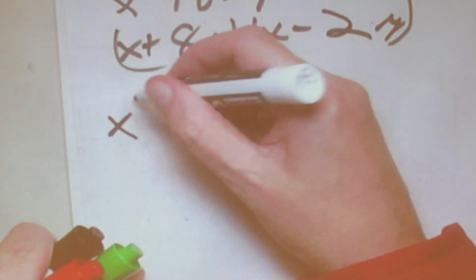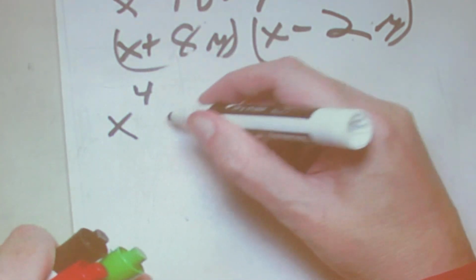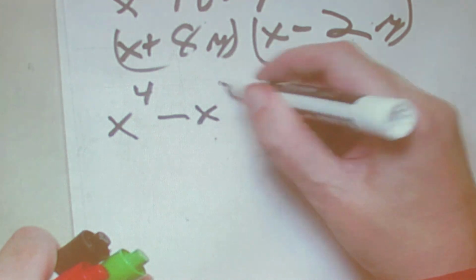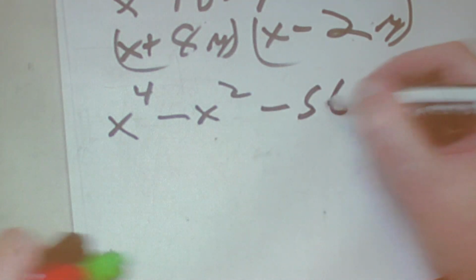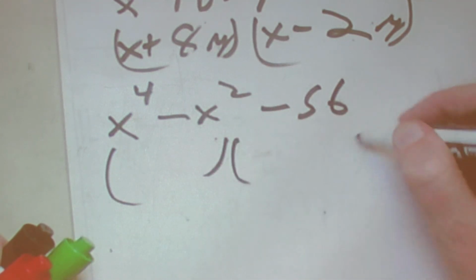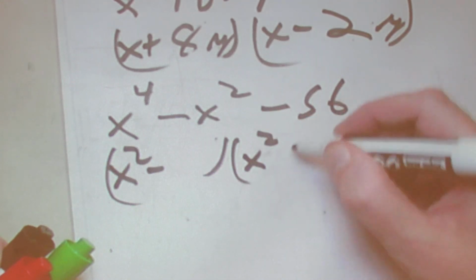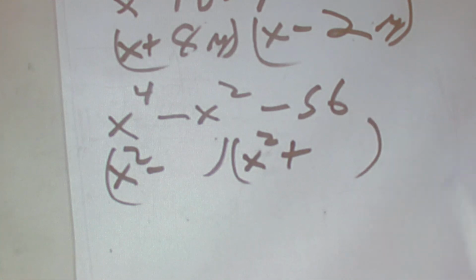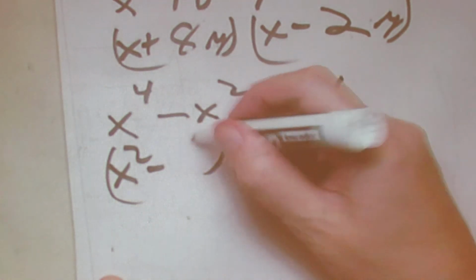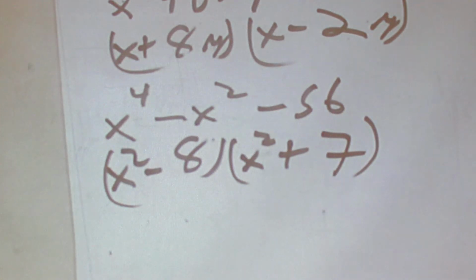Next, you'll have something with an x to the 4. So x to the 4 minus x to the 2 minus 56. So our factors are going to be x squared minus and x squared plus. And the factors of 56 that subtract to 1 are 8 and 7.